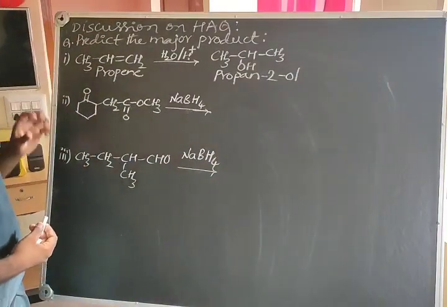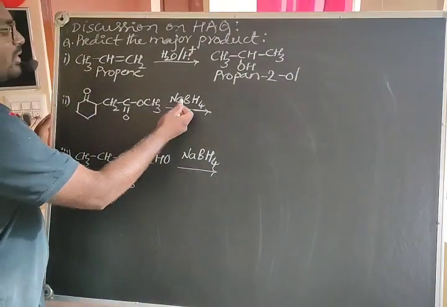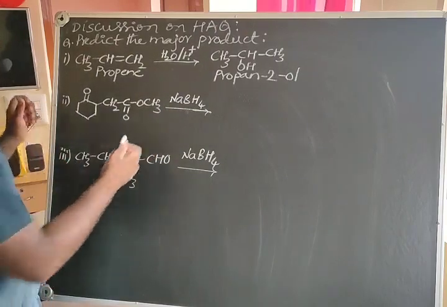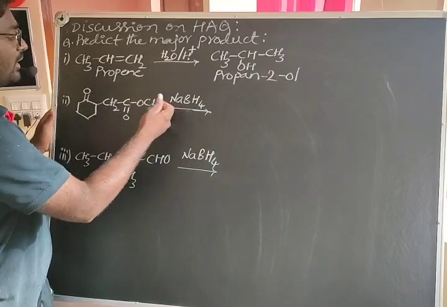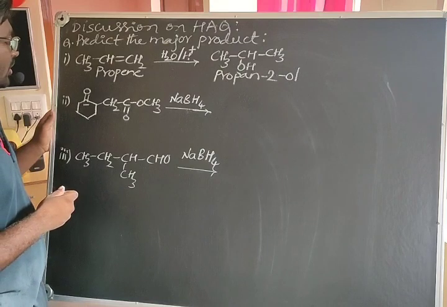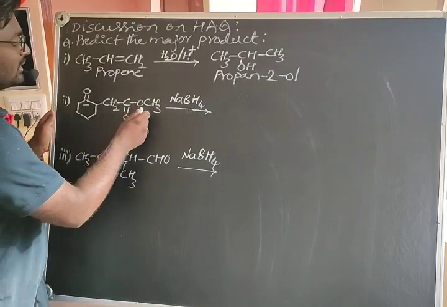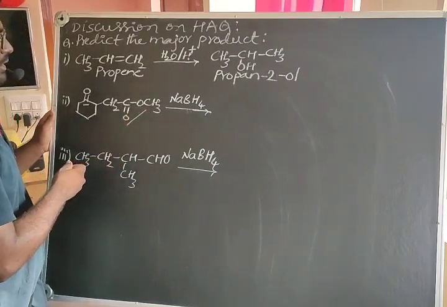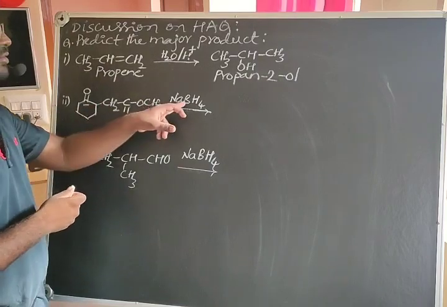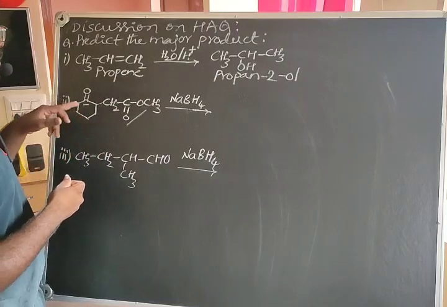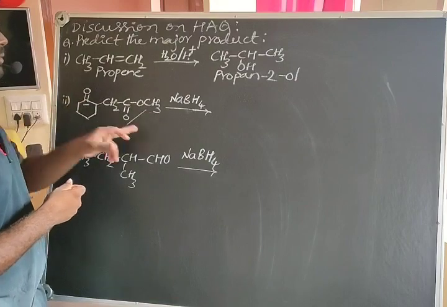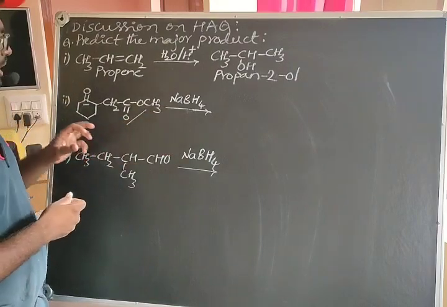Okay, come to the second reaction. Here, sodium borohydride is used. It is a reducing agent. This sodium borohydride reduces the carbonyl group to the alcohol group. Here, it is the ester group. It will not be reduced with this sodium borohydride. Only the carbonyl, that is aldehyde or ketone, will be reduced with sodium borohydride.